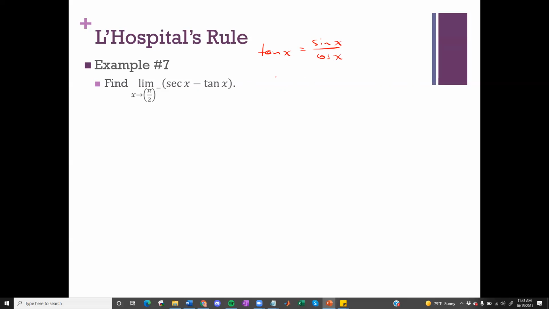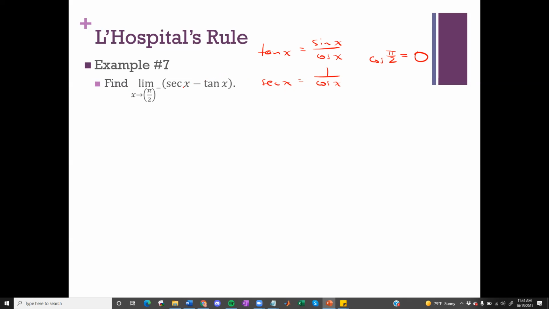Tangent of x equals sine over cosine, and secant of x is equal to 1 over cosine x. What's cosine of pi over 2? 0. So what's true about both of these things, secant of x and tangent of x? They're both undefined, right? So that means I can't use any of my limit laws that we talked about very early on, because neither one of these limits individually exists.